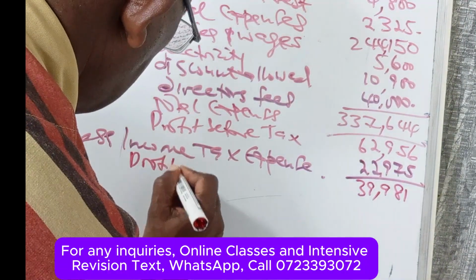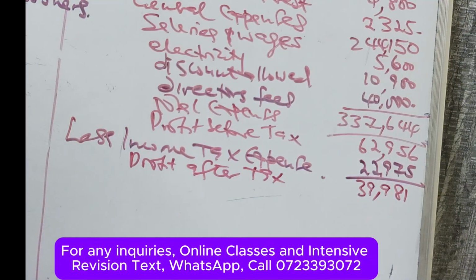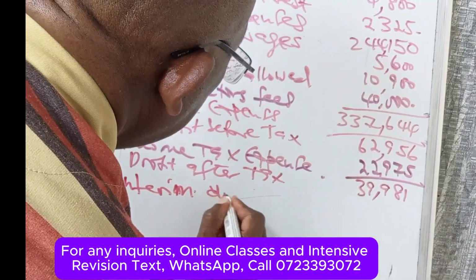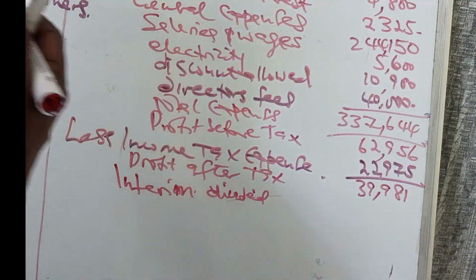We have gotten the profit after tax. Now we pay dividends. But we know we're not paying all the dividends. Some of the dividends was paid and some of it was declared. Whatever was paid becomes an expense which has been paid, but what is declared is still an expense which has not been paid. So we talk about interim dividend. Interim dividend is what has been paid.